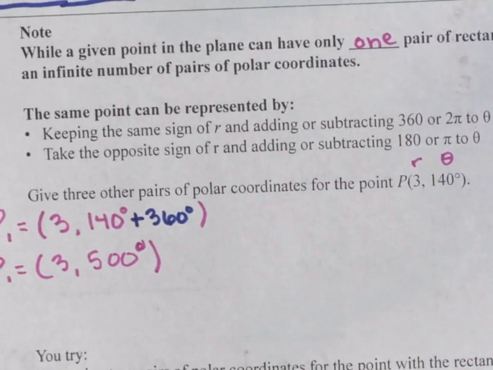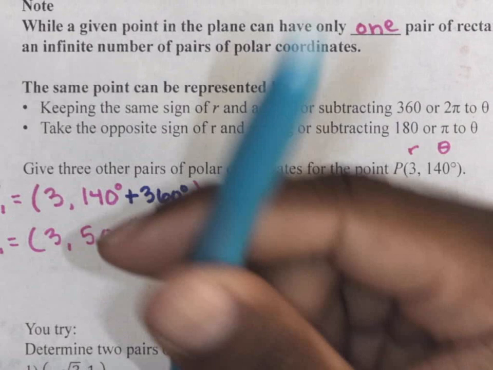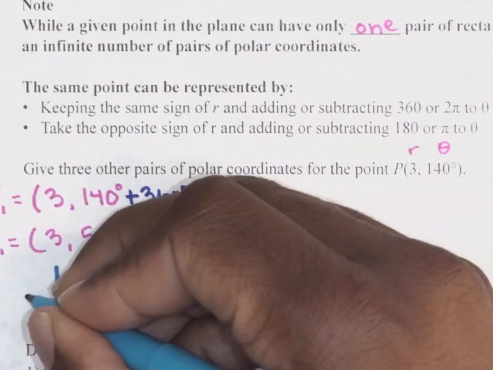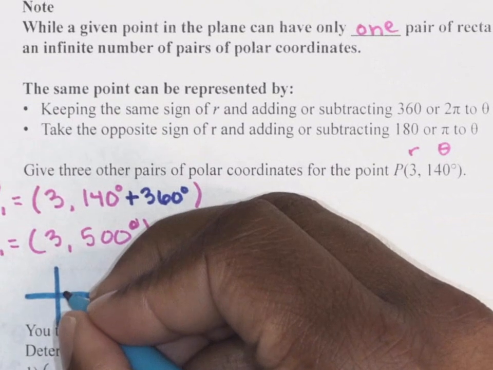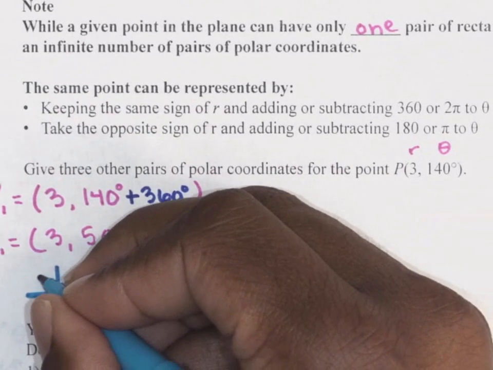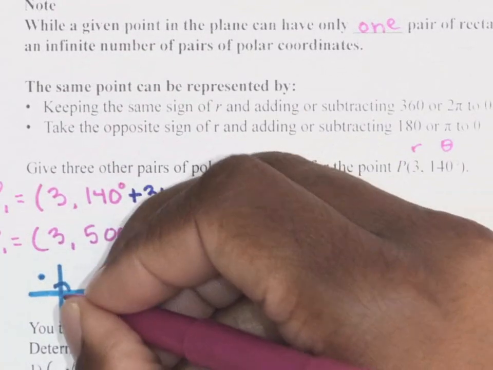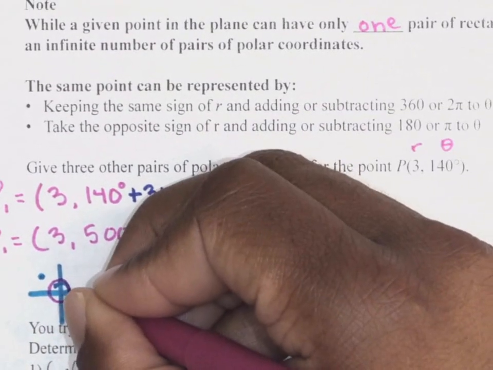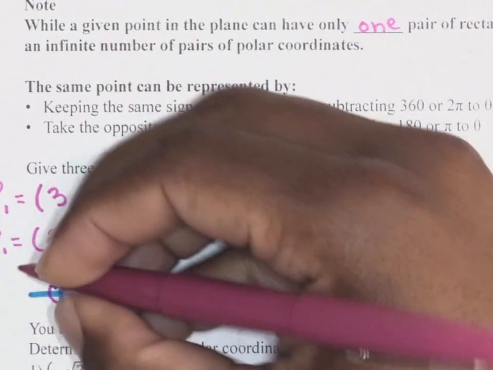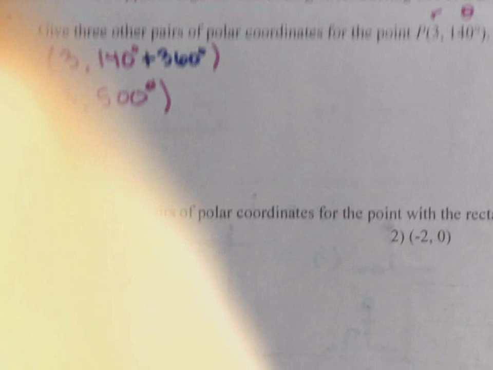So 500 takes me to the same spot. As you copy this, just to show you, with the first point, I would go 140, which is in the second quadrant. Then I would go out 1, 2, 3. Maybe the point's somewhere there. For 500, I would go around once. Then I would go around 140 more, taking me to that same line. Then I would go out 1, 2, 3 again. So the points are literally right on top of each other.